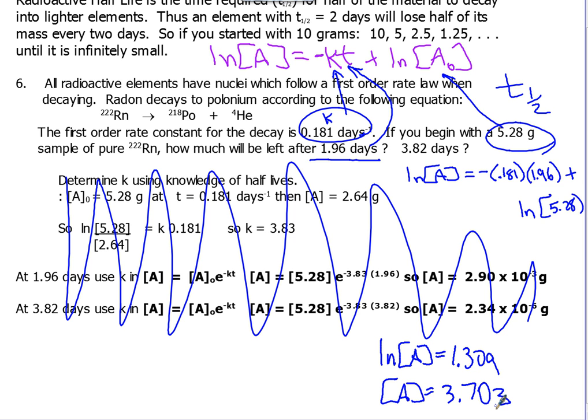3.703. What are the units for A? Grams. They have to match up with the units of the original thing. This is grams of radon. So that's the mass of radon that would be left after 1.96 days.